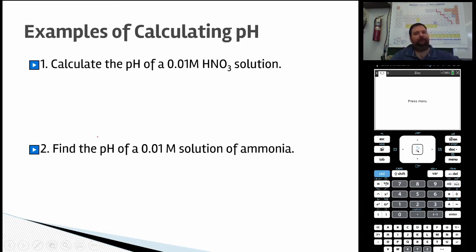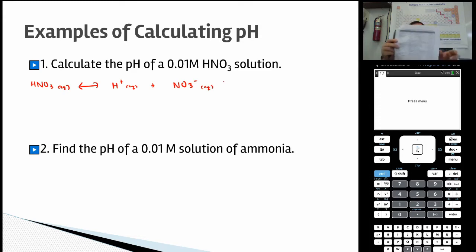So what we're going to have to do here is take out our chemistry data tables, and look at the dissociation of HNO3. HNO3 is nitric acid. HNO3 is actually going to dissociate into H plus ions and NO3 minus ions. When you look at this table, HNO3 has a Ka value of 2.4 times 10 to the 1, making it a strong acid.